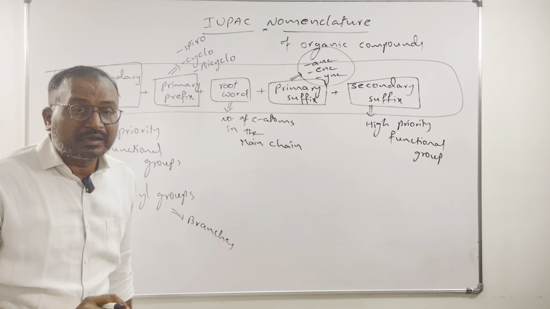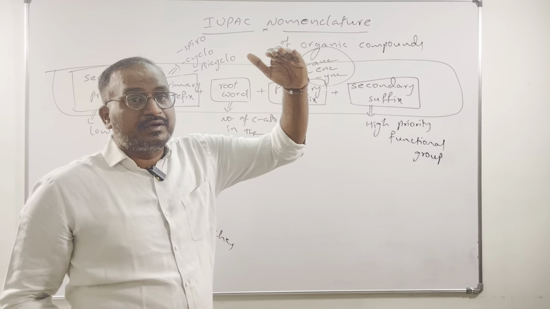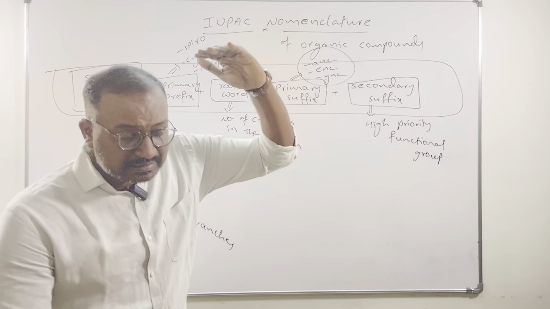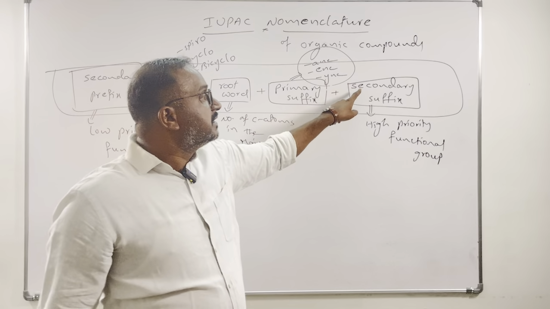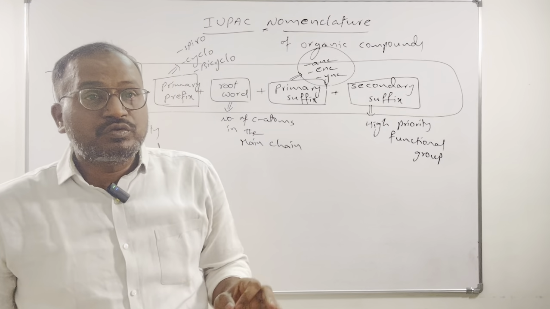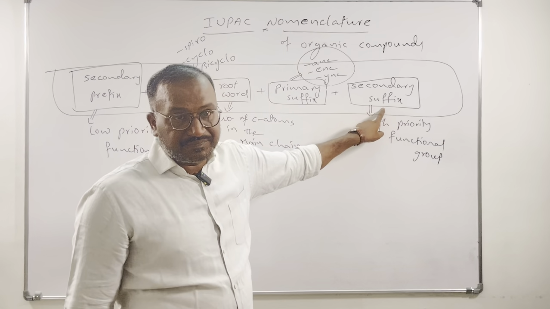The triple bond comes under the last category. The highest priority is for COOH groups, the least priority for the triple bond, and that comes under secondary prefix. So the group which has high priority comes under secondary suffix.